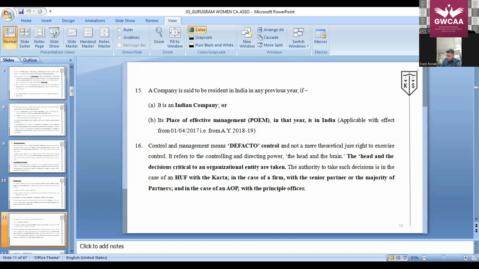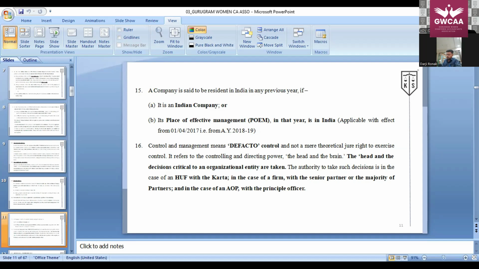So in case of companies, the first is Indian company, that is resident, it is very obvious. And for foreign companies or for other entity, other companies, we need to see the second criteria is place of effective management, that should be in India for levying the tax.